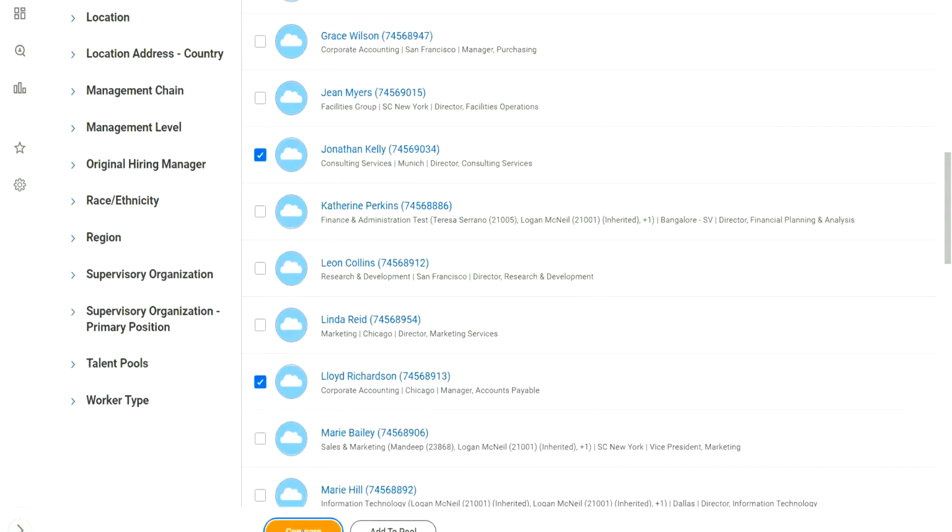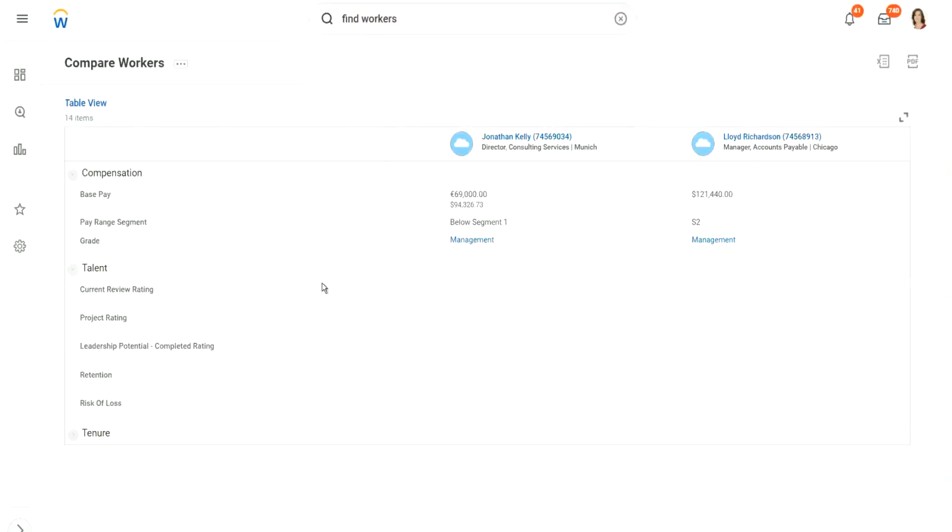So you can do that. Click on compare. And the moment you do it, it gives you these 2 workers side by side. Isn't it easy to compare now, right?